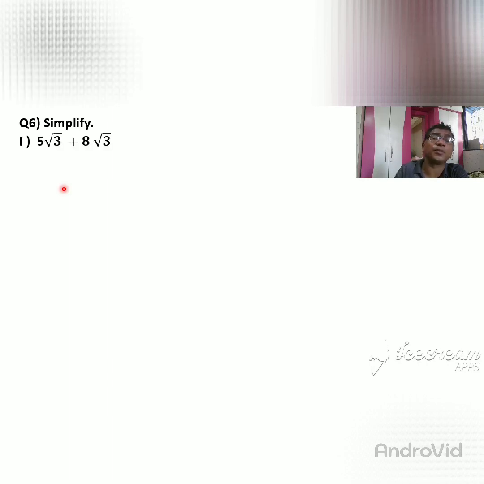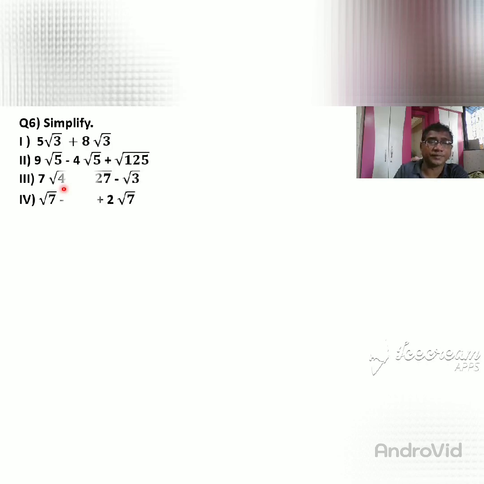So simplify, the problem given to us is 5 root 3 plus 8 root 3. See, this is 5 root 3 plus 8 root 3. That problem is given to us and we want to simplify it. So how can we simplify it? See, the surd here is root 3. Here the surd is root 3. So the surd is the same here, so we can do it directly.